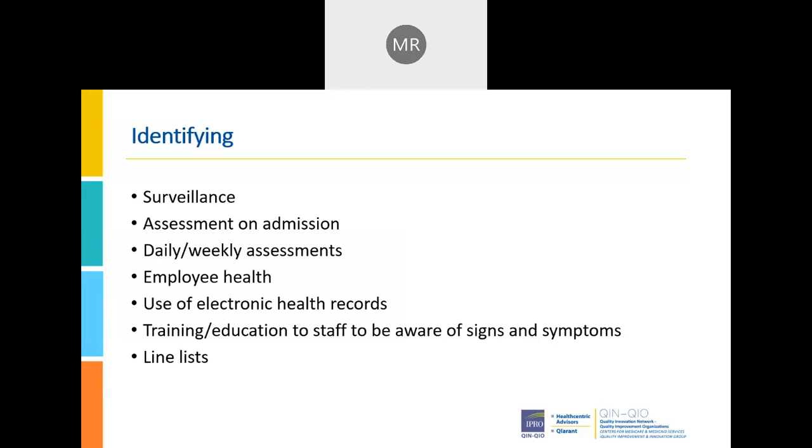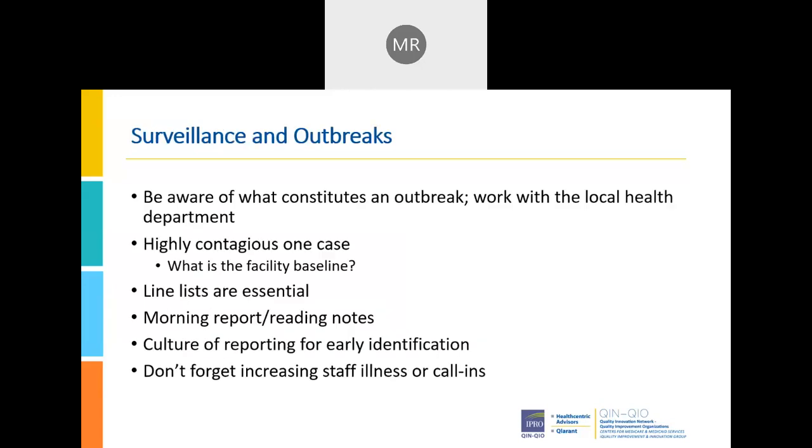Training and education to staff to be aware of signs and symptoms. Like I said, this is the time to get out there. You want to talk about norovirus. You want to talk about respiratory virus. It's really the time. And line lists. Who is responsible for creating a line list and documenting what is happening in the building from an infection point of view? IPRO, we actually do have a great line list with some antibiotic stewardship included. So if you're interested, you can email me and we can send you some.